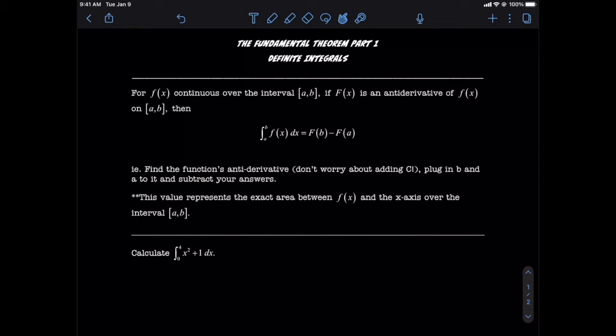Basically, what this means is that if you're trying to find the area between a function and the x-axis, all you have to do is find the antiderivative of that function and then subtract the values that you get for the endpoints of the interval.